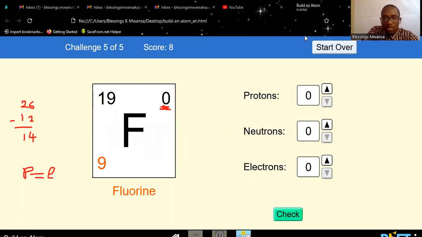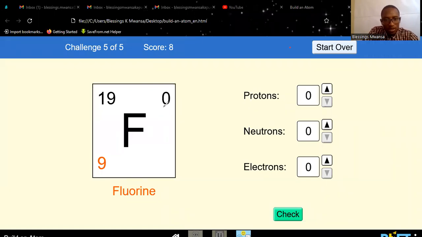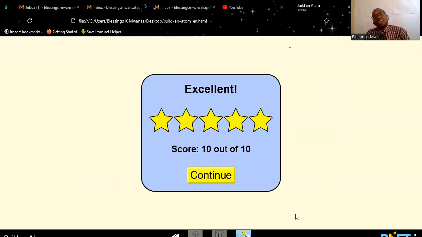Let's go for the last one and finish up this particular exercise. Okay, so for this one, allow me to clear so that you can see. They want us to build this particular atom. So what do we do? How many protons? 9. Exactly. How many neutrons? So 19 minus 9. That'll be 10. How many electrons? 9. Excellent, because the charge is 0, meaning the P is equal to the E. Let's confirm. And that is excellent.